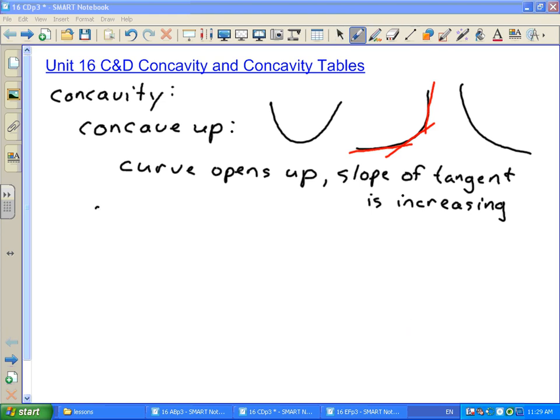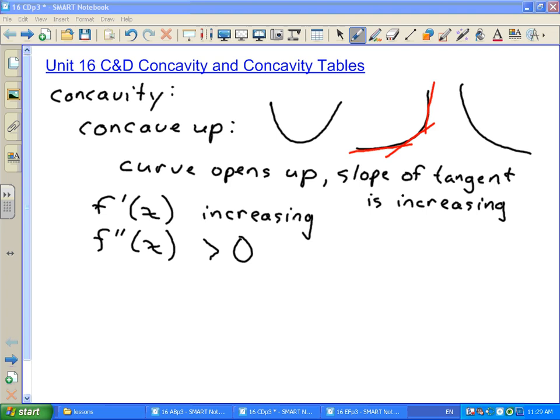What does that mean? Well, if the slope of the tangent is increasing, okay, that means our first derivative is increasing. If our first derivative is increasing, then our second derivative has to be positive. Okay? Just like we saw with intervals of increase and decrease. So if our second derivative is positive, we know that our curve is concave up. And we saw this already with our second derivative test.